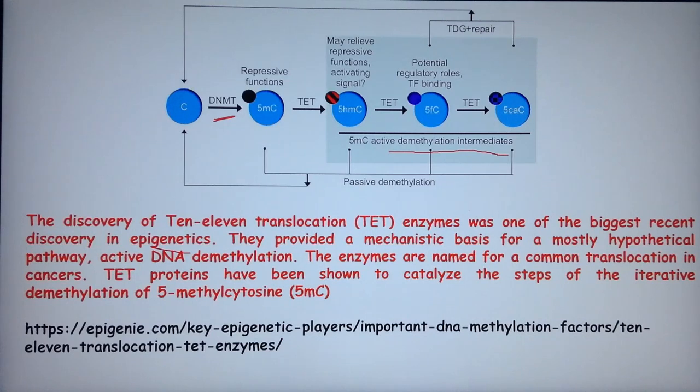They provided a mechanistic basis for the mostly hypothetical pathway of active DNA demethylation. The enzymes are named for a common translocation in cancers because they bring about demethylation of the DNA which was otherwise methylated. So it basically interferes with epigenetic modifications and brings about the activation of the genes which were earlier suppressed. It is an important enzyme because it is also important during embryo implantation and so on. But for some of the genes, the methylation and demethylation pattern has to be maintained very efficiently.